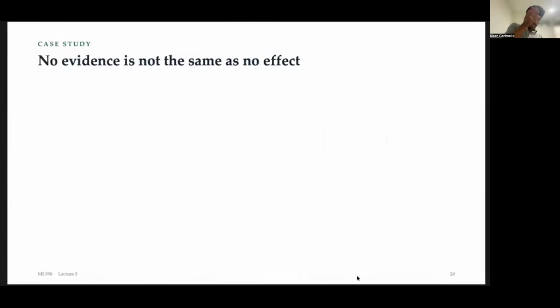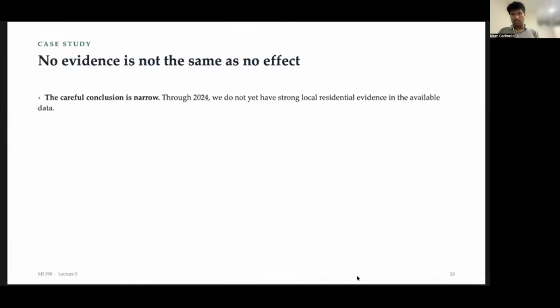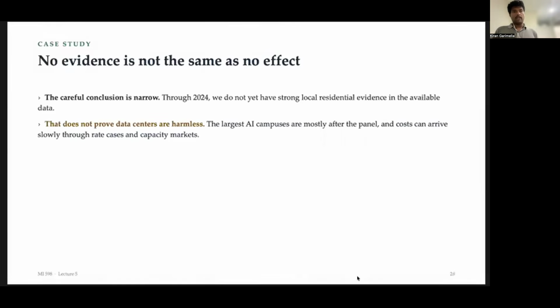Yeah, this is something we have to be very careful with. No evidence of an effect does not mean no effect. We don't have the evidence yet, but that does not mean there's no effect. The careful conclusion is narrow. We don't have local residential evidence with available data, and this does not prove that data centers are harmless.